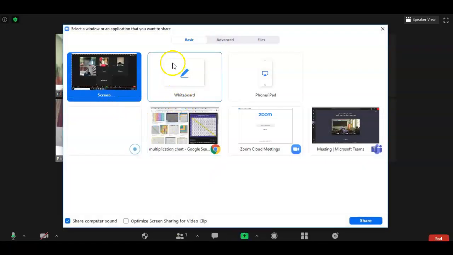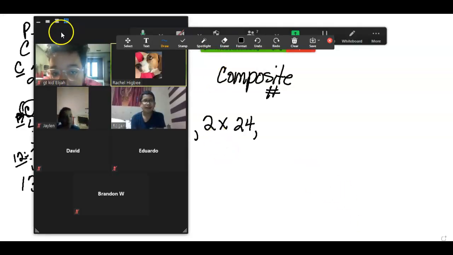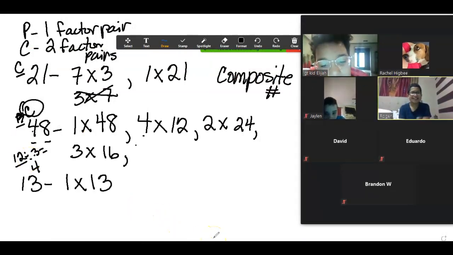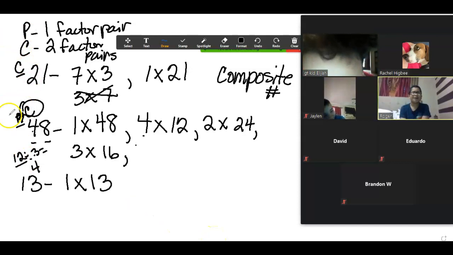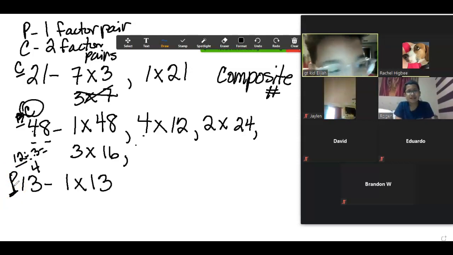Say it louder, Roger. Say it louder. You said it. 13 is what? Oh, you just said it. You said 13 is prime. Now, is it odd? Yes, it is odd. Absolutely. Okay. But it's prime because the only factor pairs is 1 times 13. Okay. There's no other way to make 13 with whole numbers.